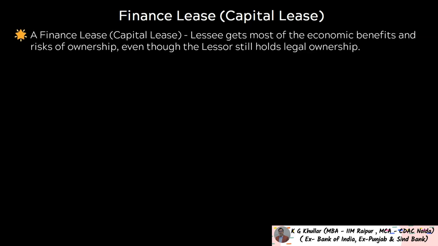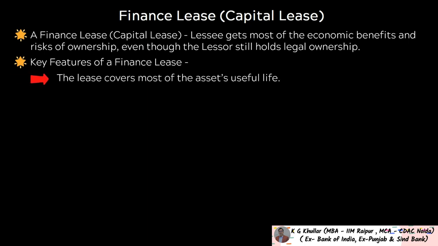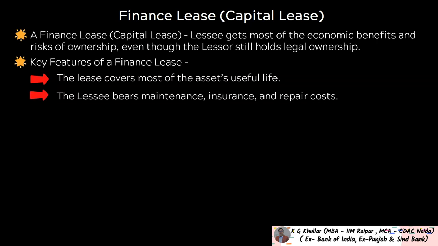Friends, a finance lease, also called a capital lease, is where the lessee gets most of the economic benefits and risk of ownership, even though the lessor still holds legal ownership. Next, let's see the key features of a finance lease. First is this lease covers most of the asset's useful life. The next is the lessee bears maintenance, insurance and repairing cost.